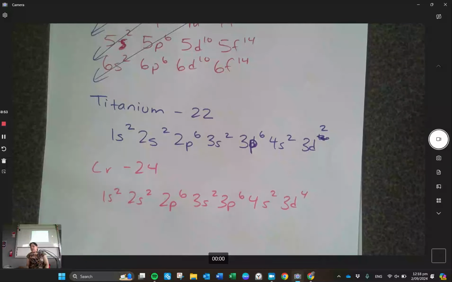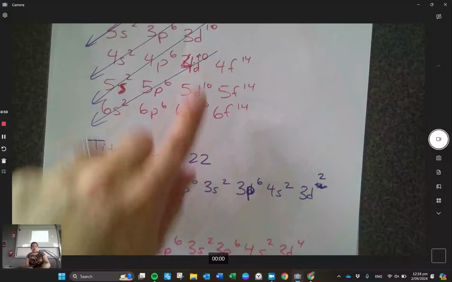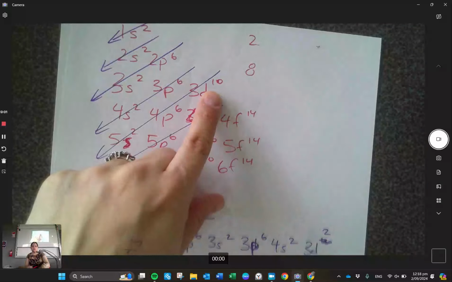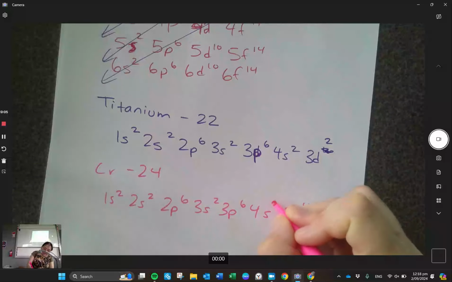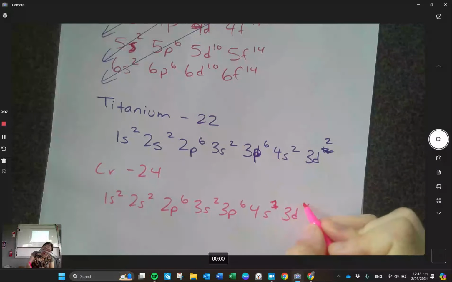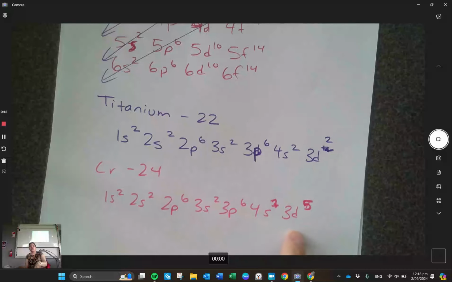What actually happens is, because it's in a unique situation, atomically speaking, if you notice the D shell has 10, and you could have a half full shell, which would be 5. So what happens is this actually becomes a 1, and the electron goes over here and becomes a 5. Because it's more stable to have a half full shell than to have this full shell and then this as like one empty shell.